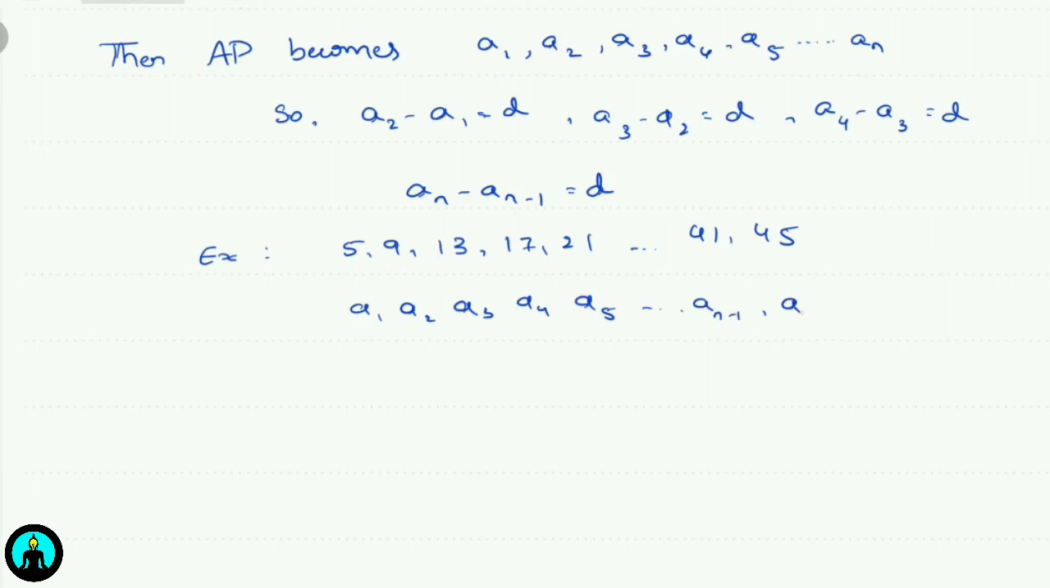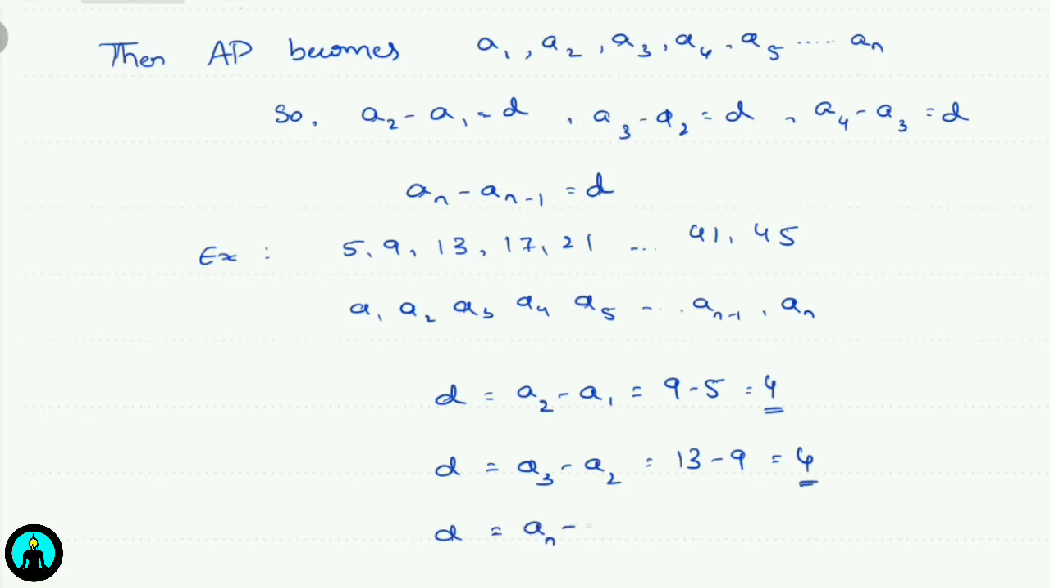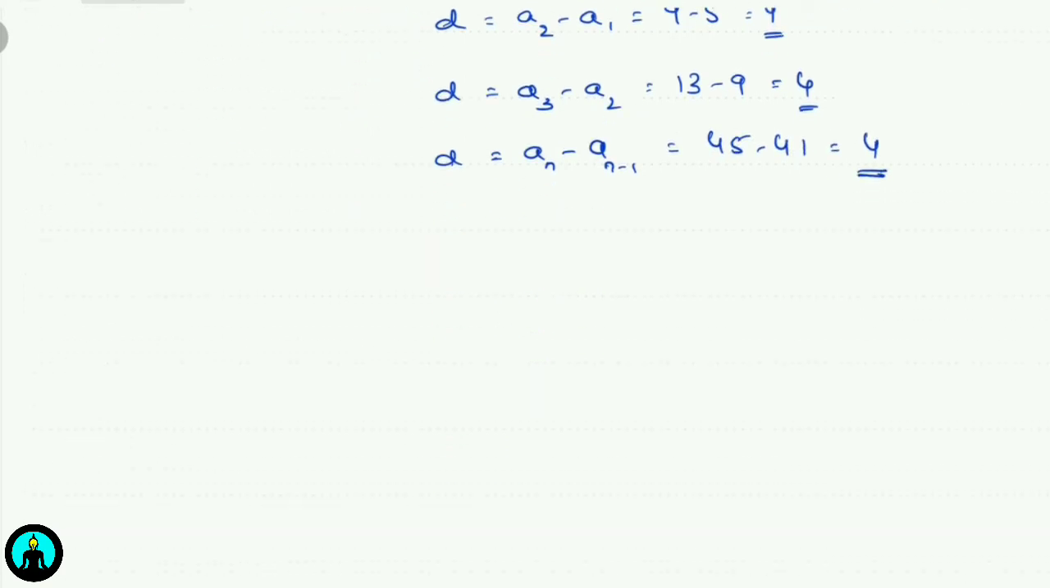Here we can find the common difference D by subtracting the preceding term from the number in the series. That is, first we'll take A2 and its preceding term A1. So A2 minus A1 is equal to 9 minus 5, so that is equal to 4. Or else D is equal to, we'll take A3 and its preceding term A2. So A3 minus A2 is equal to 13 minus 9, so that will also be equal to 4. At last D is equal to AN minus AN minus 1, that is 45 minus 41, so that is equal to 4. So the common difference here is the same, that is 4. So this series is an AP.